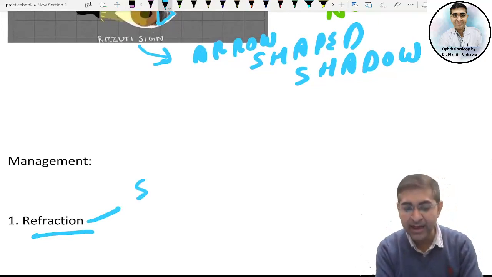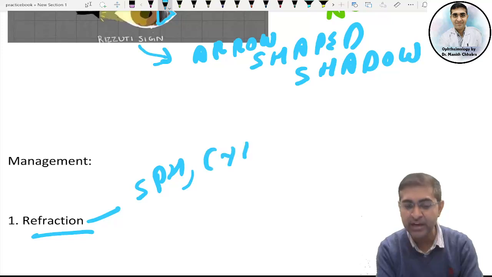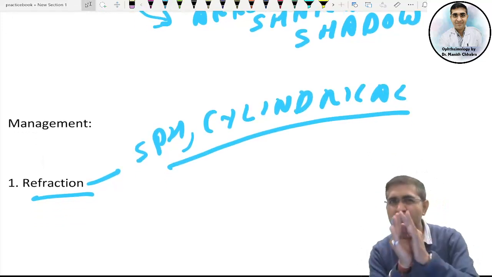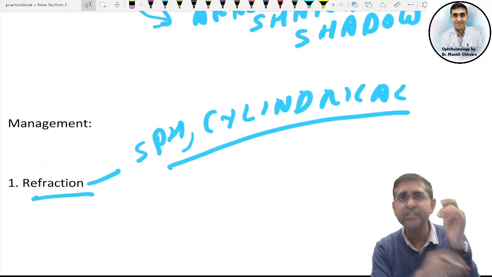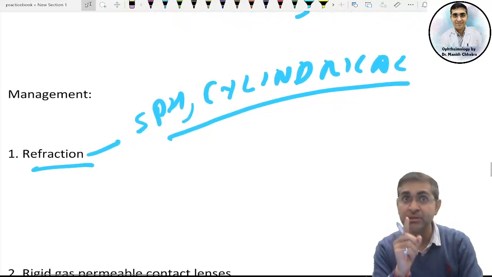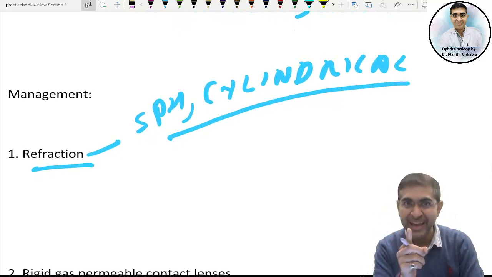The patient may require spherical glass, the patient may even require cylindrical glass. Cylindrical glasses are used for astigmatism, so you will give those. If it is of the mild stage, sometimes it is corrected by the glasses, yes, but you have to keep the patient on follow up, because it is a progressive condition.